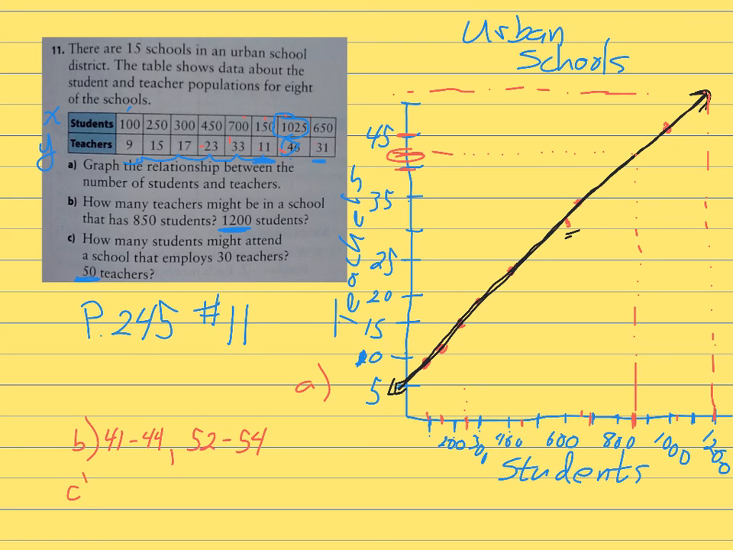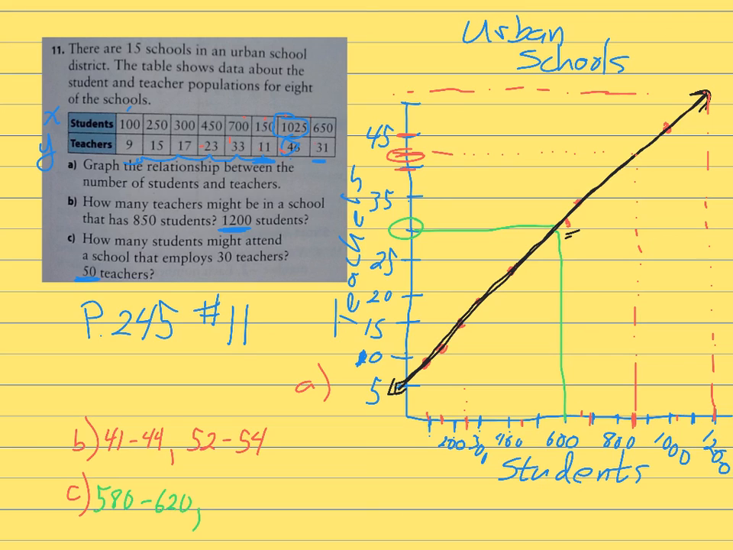Okay, let's go to part C, wrap this one up. How many students might attend if there are 30 teachers? We're going to do the same thing. We're just going the other way. Maybe I'll change colors here. So here's 30 teachers. If I read across and down, trying to keep that as straight as possible, it looks like around 600. Now, depending on your graph, I may give you something like 580 to 620, somewhere in there.